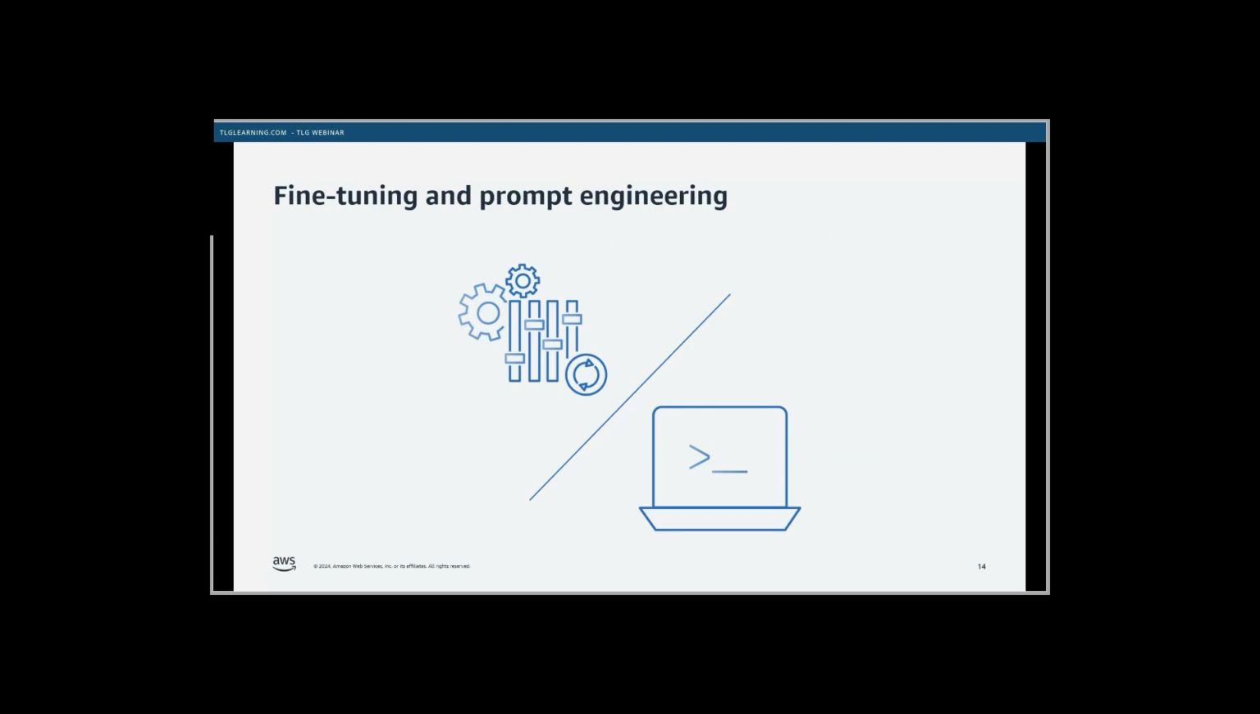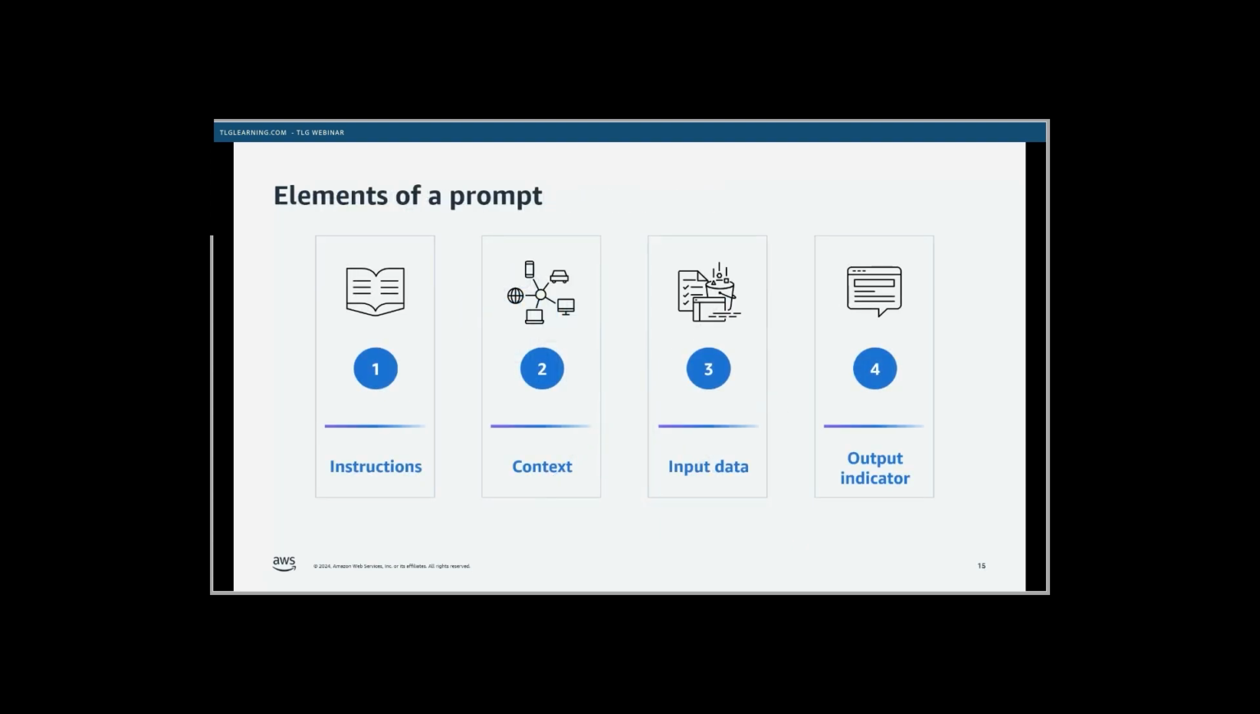We're going to focus on prompt engineering here, which needs no additional training. You don't need computing resources. You don't need a data set. So it's the fastest and easiest way to get more accurate results. So we'll start with the elements of a prompt. What are the elements?